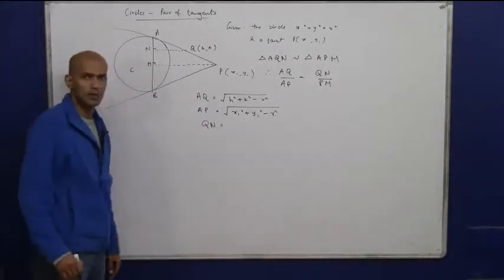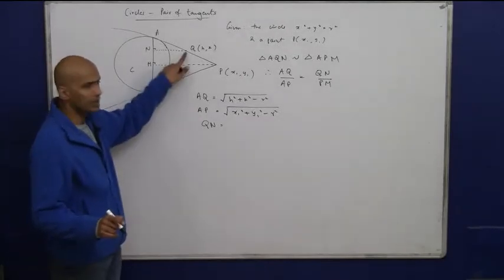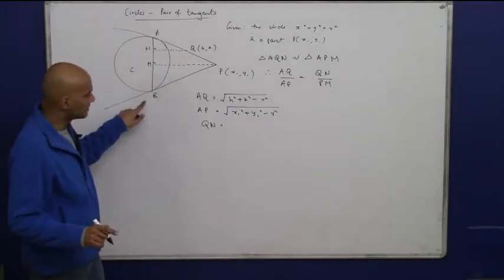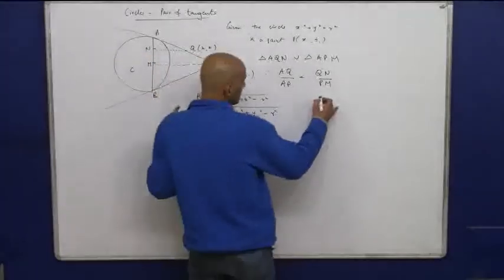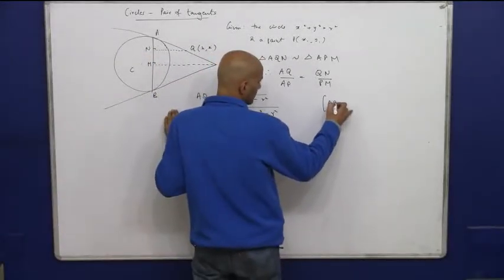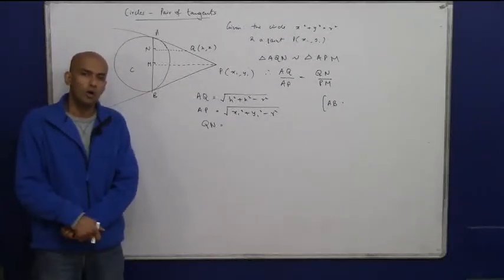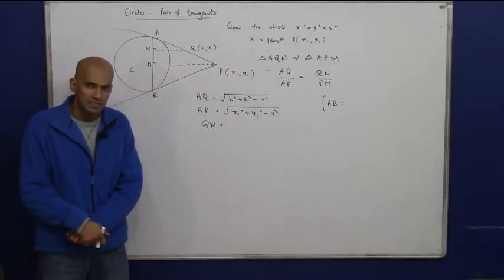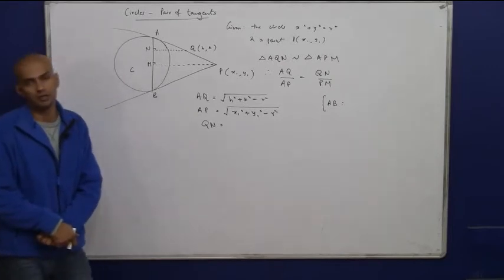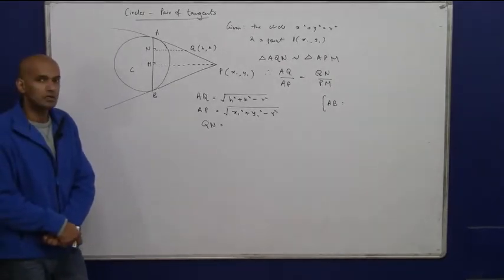QN is equal to the perpendicular distance drawn from this point Q onto this line AB. In the meantime, let's see what the equation of AB is. If you recall, AB is the chord of contact of the tangents drawn from the point P to the circle. So what is the equation of AB going to be?